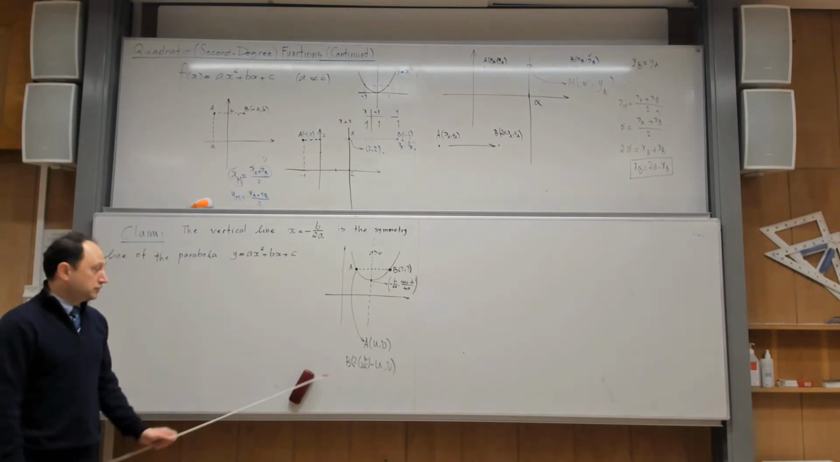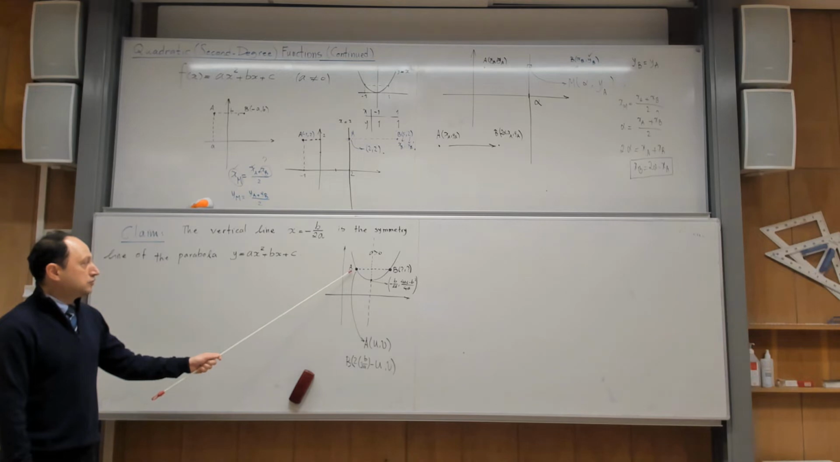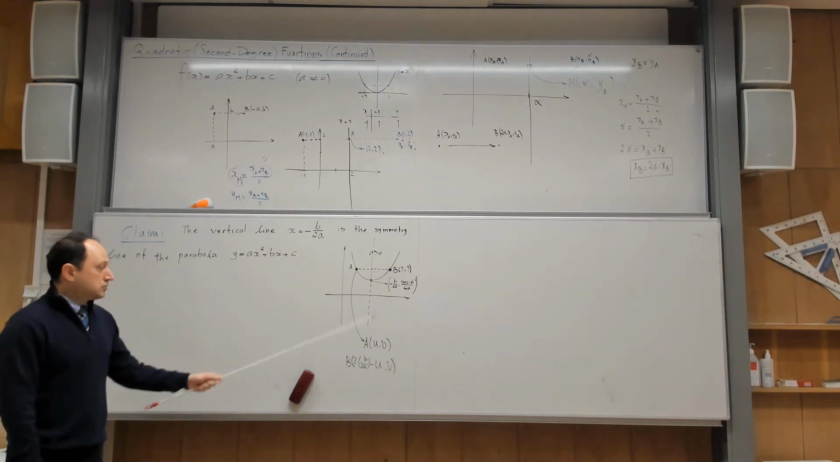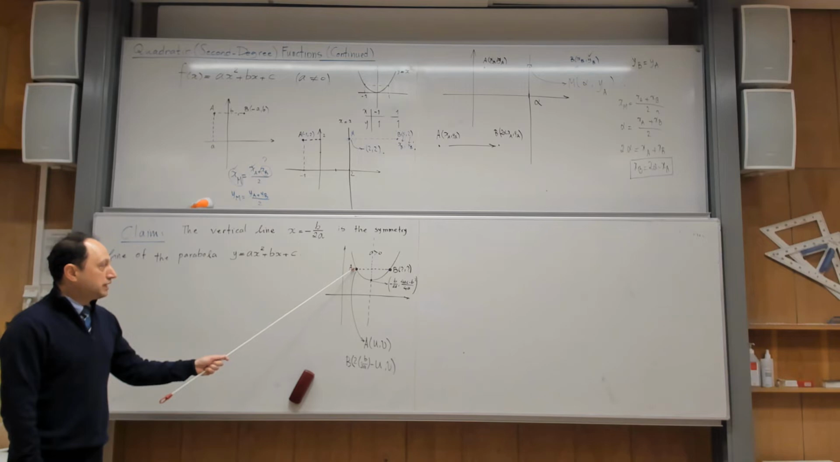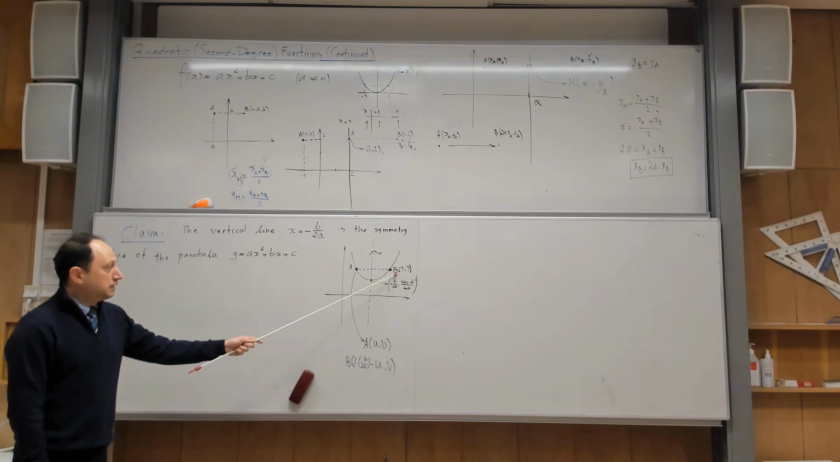I want to wait for you to digest what I have written here. So you see, I took a random point on my parabola, and I called the coordinates u and v. And then I found the mirror image of A with respect to this dotted line, which passes through this point, and I am claiming it here. And then I called it point B.